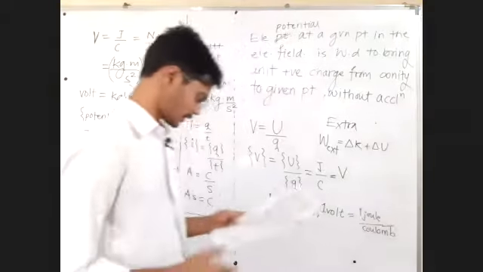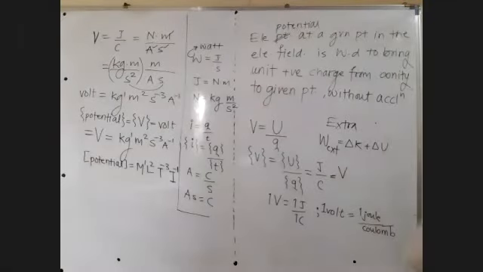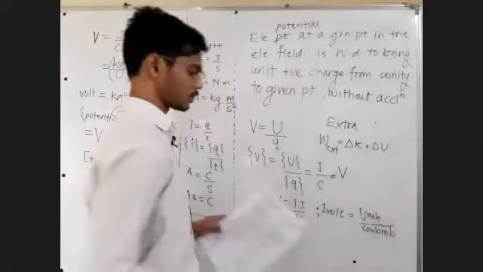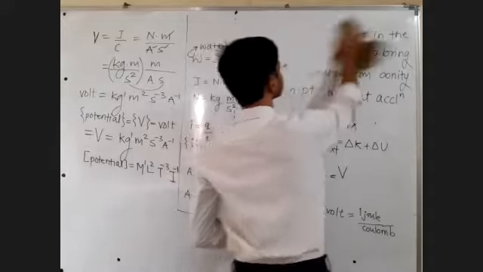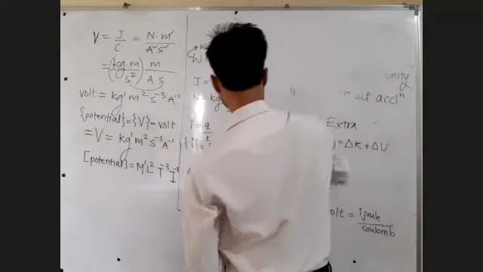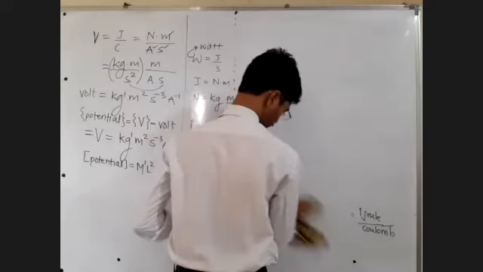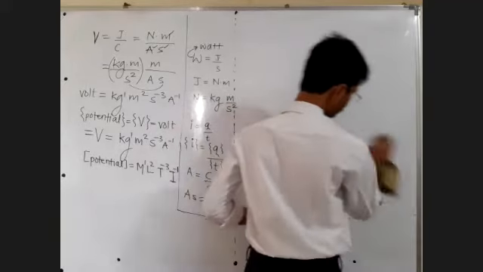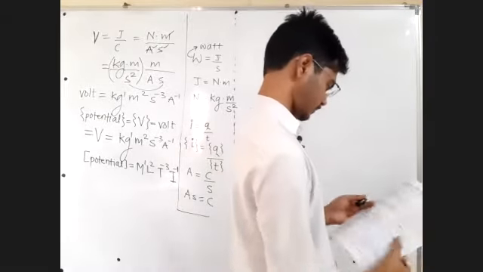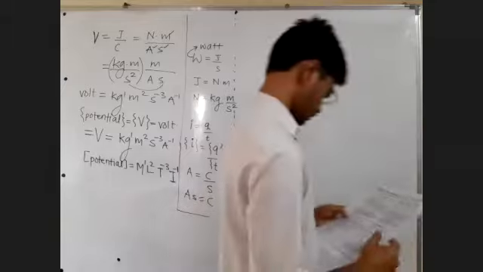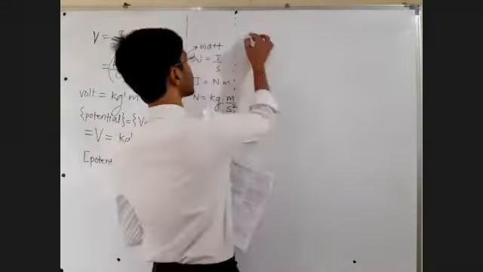Next, write down properties of electric potential. Just like properties of electric field, now we are writing the properties of electric potential. Its unit and its dimensions we wrote down. Now we know its unit is volt. Next, properties. Potential is a scalar quantity. Its value may be positive, negative, or zero.